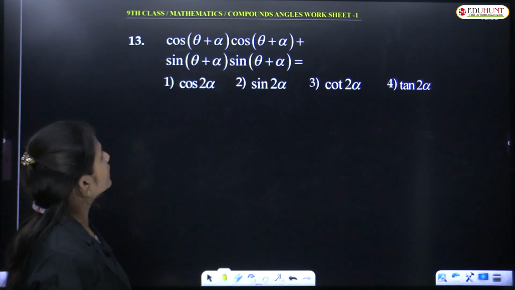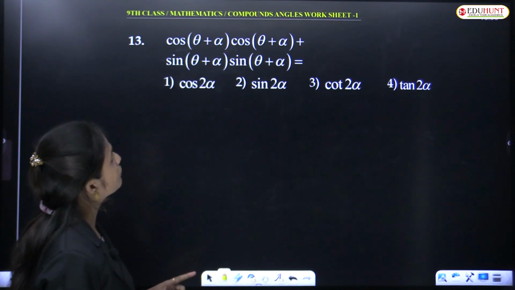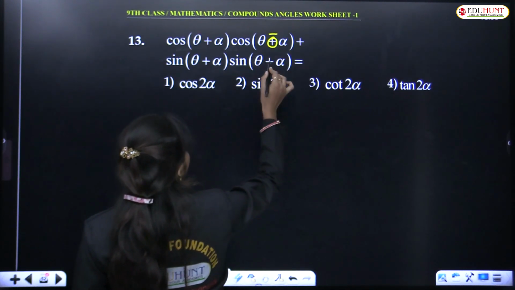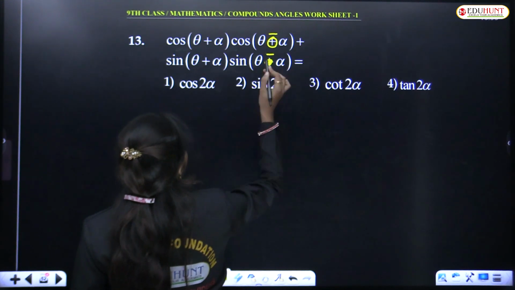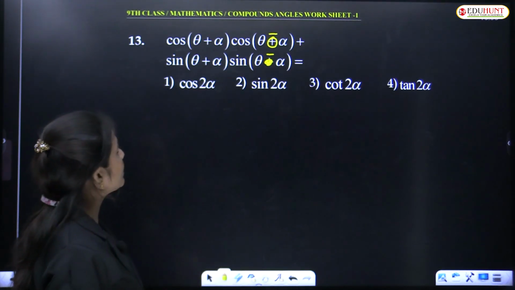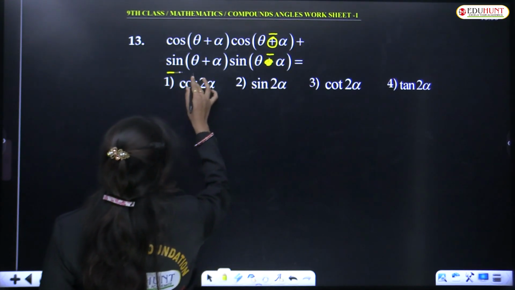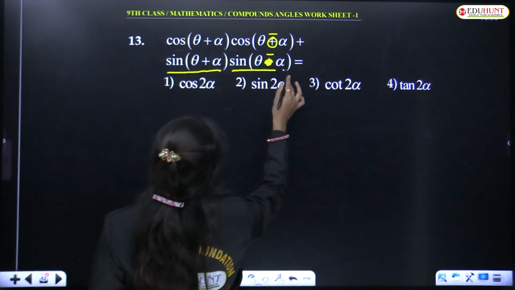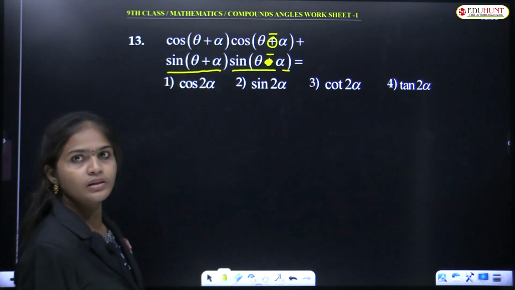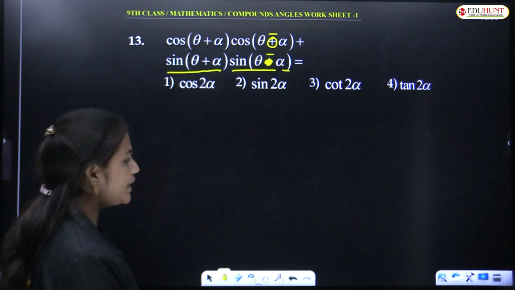Okay, in the 13th question, cos of theta plus alpha, actually there is a mistake here; this is theta minus alpha and this is also theta minus alpha. What is it? Cos of theta plus alpha into cos of theta minus alpha plus sin of theta plus alpha into sin of theta minus alpha. So it is a direct formula, no? What is that formula? Cos A cos B plus sin A sin B.